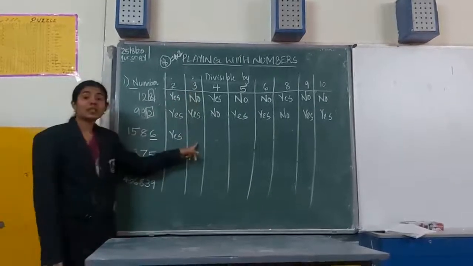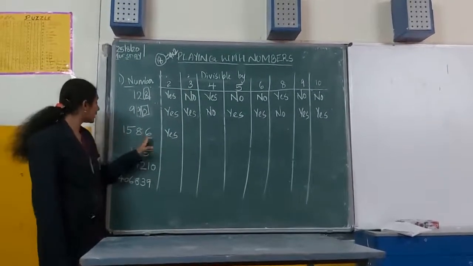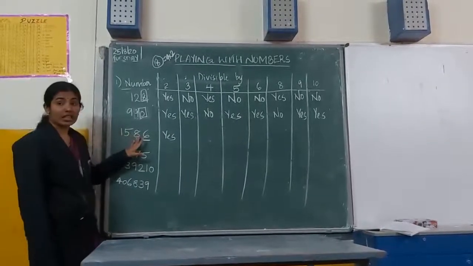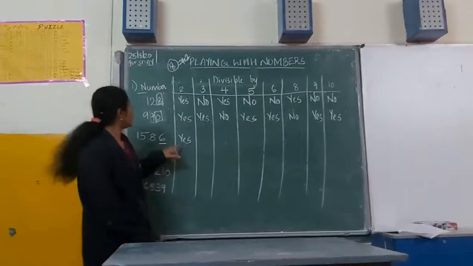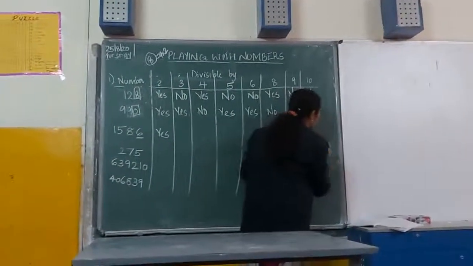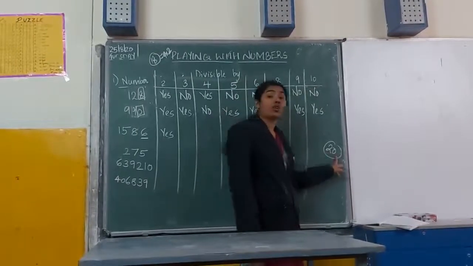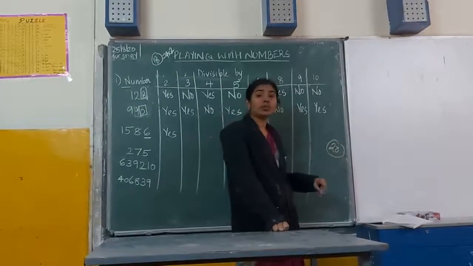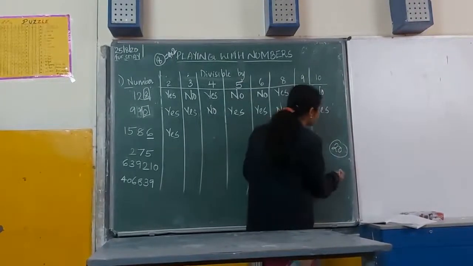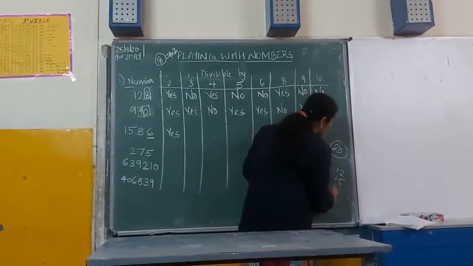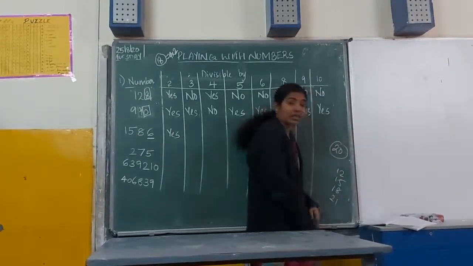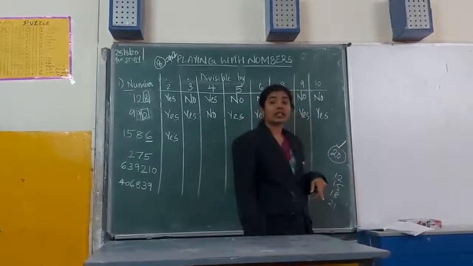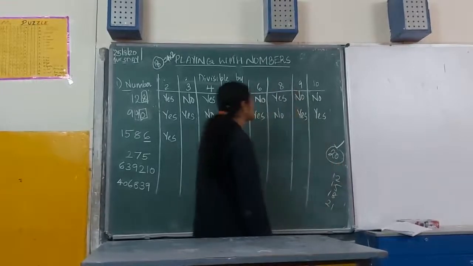Next, how to check the divisibility by 3? Add all the digits. 1 plus 5, 6. 6 plus 8, 14. 14 plus 6, 20. 20 is divisible by 3 or not? 20 is not divisible by 3. Isn't it? 20 is not a multiple of 3. When you take the multiples of 3, you will get 12, 15, 18, 21. In between, you will not get this number 20. That means 20 is not a multiple of 3.